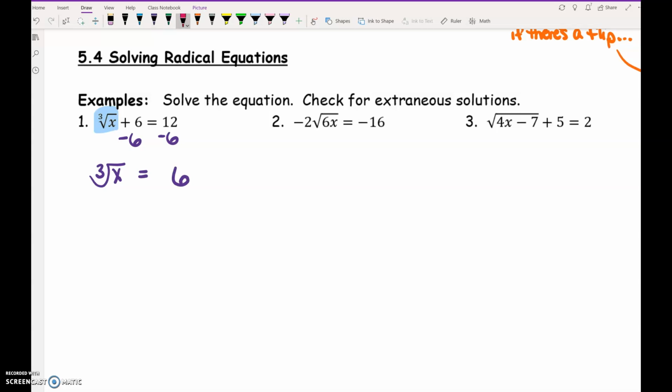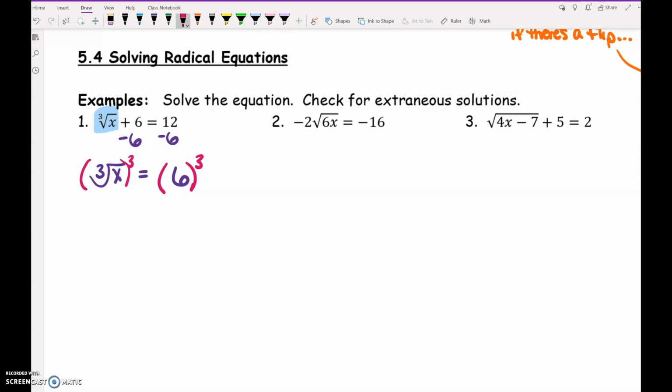Now we need to think about how to undo a cube root. What is the opposite of a cube root? Cubing it. So to undo a cube root, you cube both sides. Notice I use parentheses. I use parentheses because if this happens to be a negative number, your calculator does better when you put negative numbers in parentheses before you raise it to an exponent. So parentheses are just a good habit to get into.